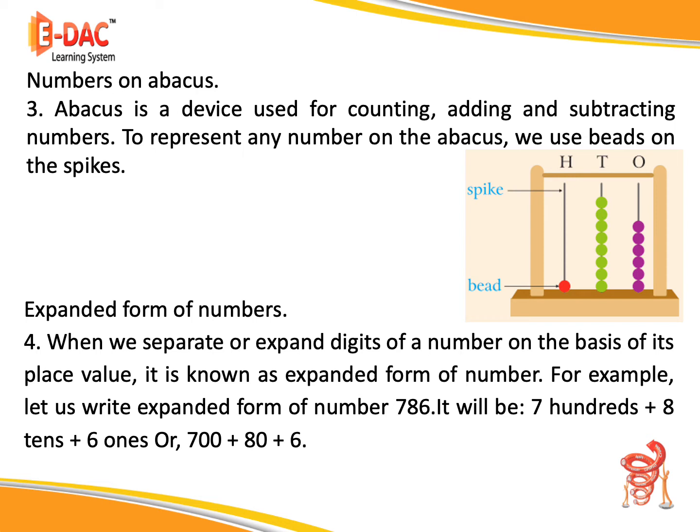For example, let us write the expanded form of 786. Now we know that 7 is at hundreds place, 8 is at tens place, and 6 will be at ones place. So this number is 7 hundreds plus 8 tens plus 6 ones, or the same can be written as 700 plus 80 plus 6. This way we can write any number into an expanded form.